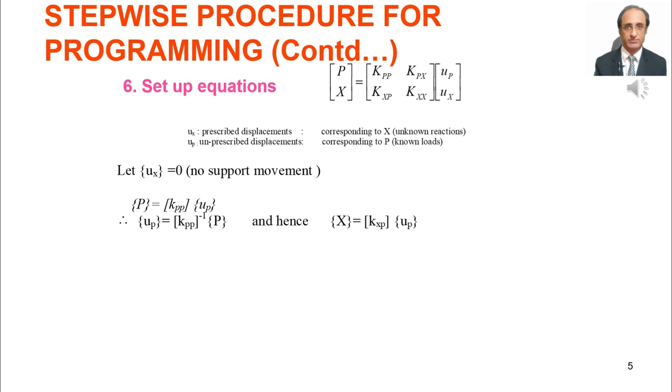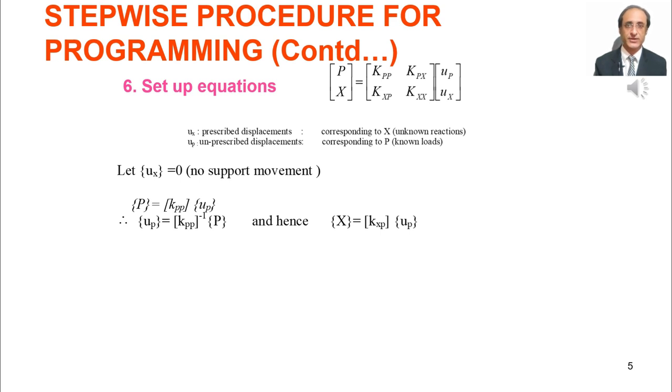The unknown displacements are with us. Then we come to the second equation, that is X equal to KXP into UP plus KXX into UX. Because UX is 0, we simply get the reactions as KXP into UP. That way we get both the displacements and the reactions.